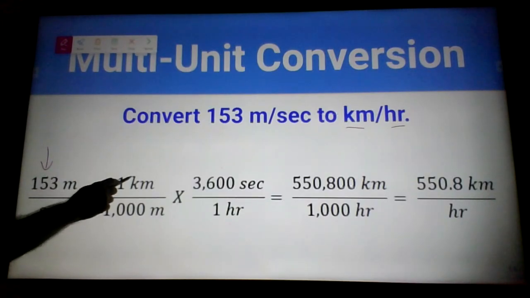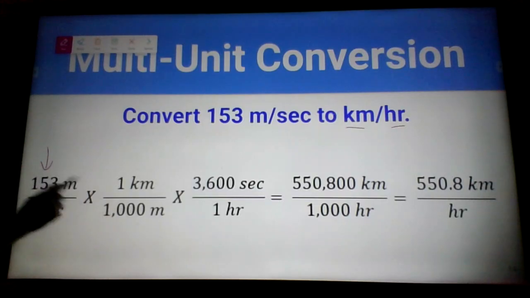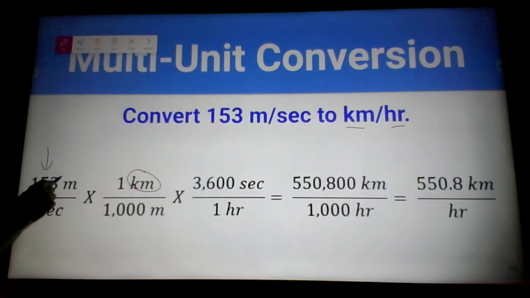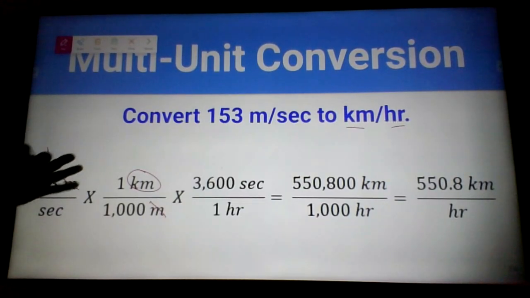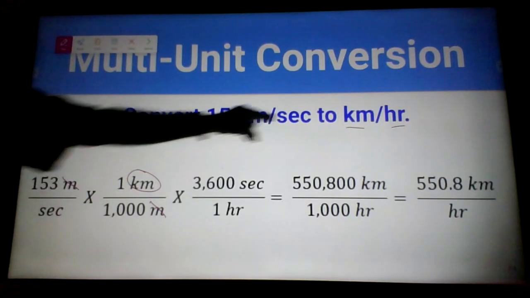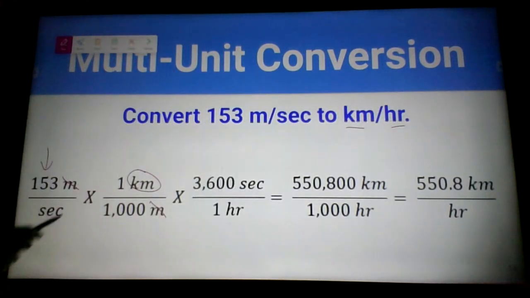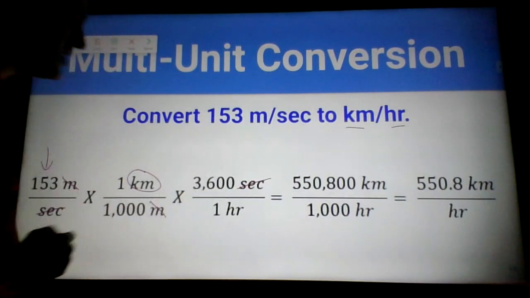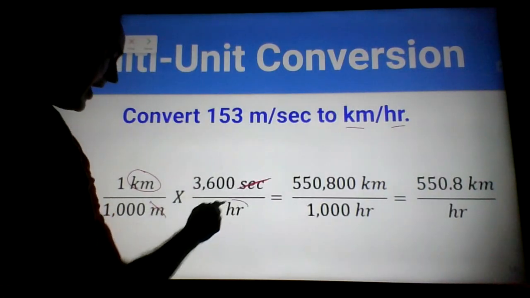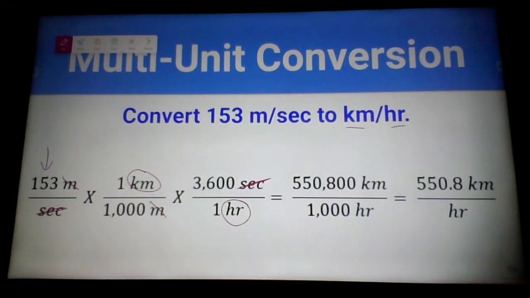By knowing that a kilometer is 1,000 meters and set up with kilometers on top, because my answer wants kilometers on top, the meters are going to cancel. Well, that doesn't get us to kilometers per hour yet. That just gets us to kilometers per second now. So now I need to change seconds into hours, and I want my hours on bottom. That means I want these seconds to cancel. There are 3,600 seconds in 1 hour. So now seconds are gone, and hours is left on bottom where I want that.